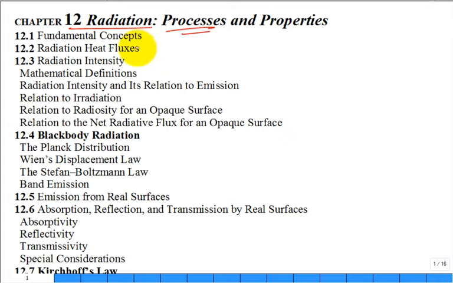We won't get far today, but we'll talk a lot about fluxes, radiation intensity, I. We'll talk about emission, irradiation, and radiosity. Hopefully, we will not get as far as this; we'll get to black body radiation next time.